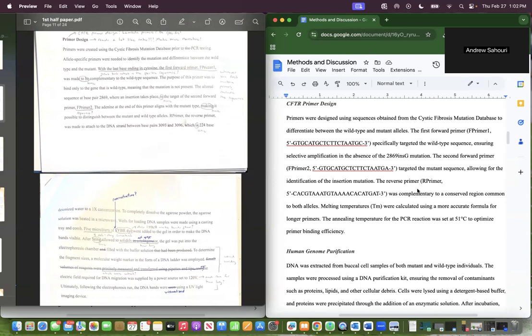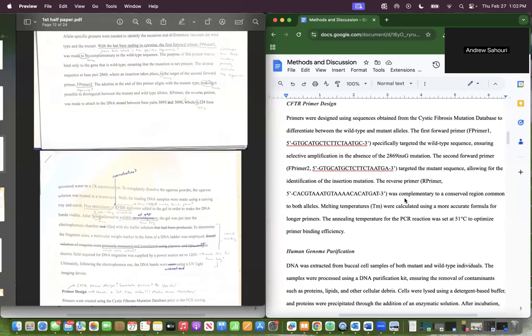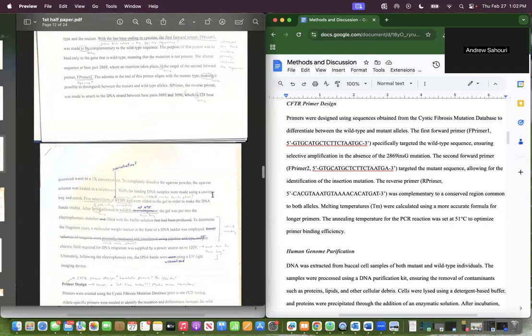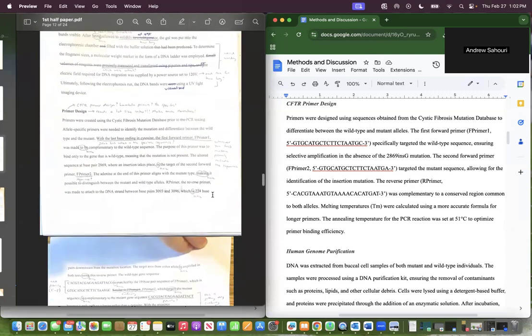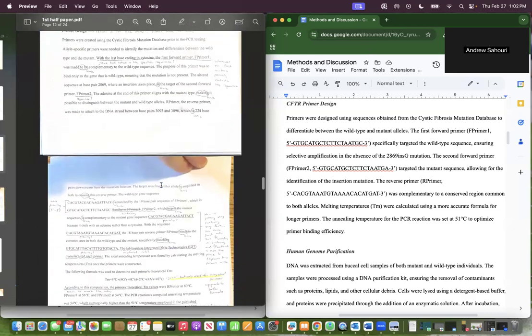And then I fixed the forward primer too right here. I fixed the forward primer too. It's right here. And then I fixed the tenses as well. And there's a lot of tenses that need to be fixed, and I fixed those. Sorry, I accidentally pasted it twice, it looks like. So I'm back down here.